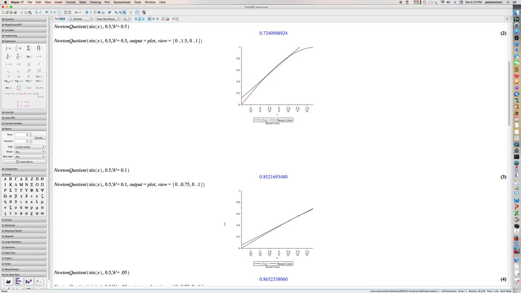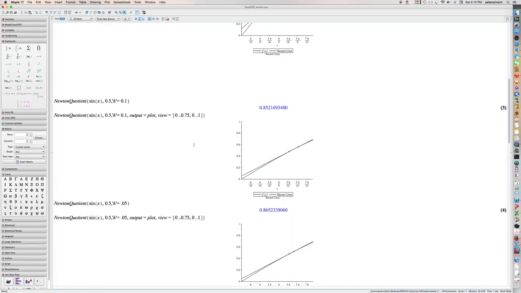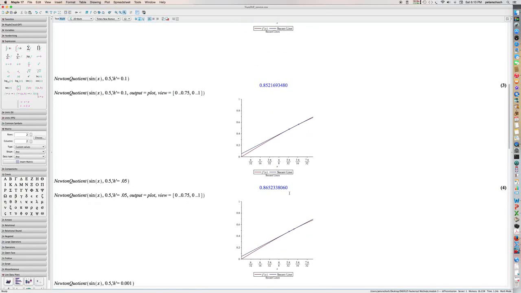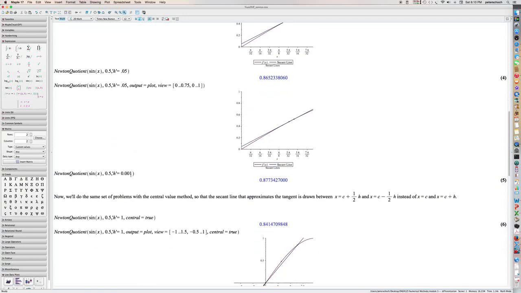This is, in essence, doing exactly what you were doing in calculus class. You're taking a limit as this goes closer and closer to the actual point, as h gets closer and closer to 0. If I cut h down to 0.05, I get 0.865. Again, I'm only good to 1 decimal place accuracy, even though my h has gone to 0.05. If I go to 0.001, I am now at 0.8773, and that gets me closer to my actual value, 0.8775.